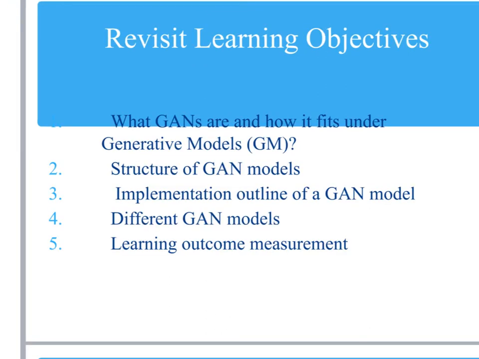Let's revisit our objectives. We had 5 objectives, and did we cover all of them? The answer is yes. We talked about what GAN is and how it fits under the generative models. We talked about the structure of GAN models. We talked about implementation of GAN models, and we gave you pseudocode on how to implement it, and examples of different GAN models. We have also talked about learning outcome measurements. Basically, we went over the questions that you need to answer. So yes, we did cover all of it.